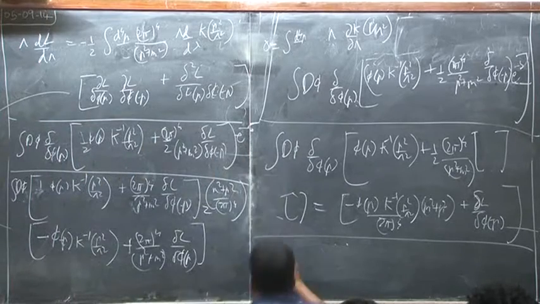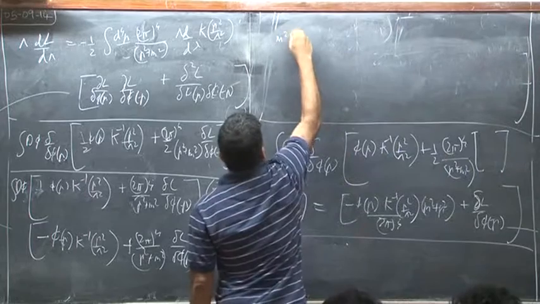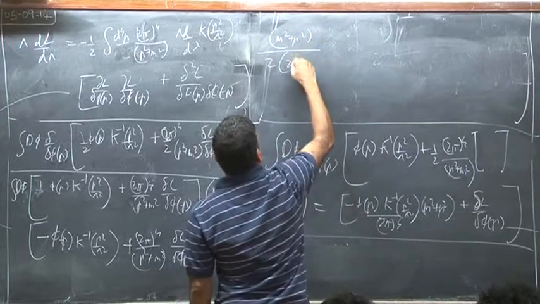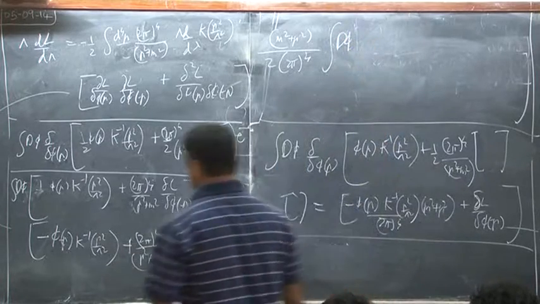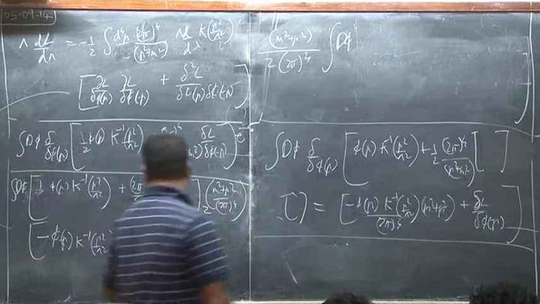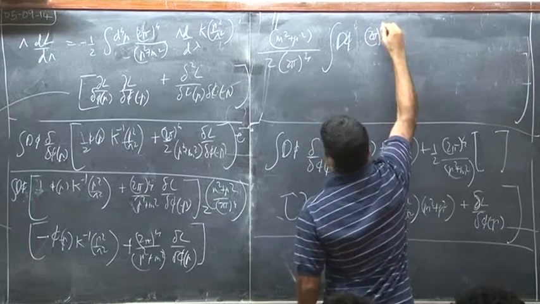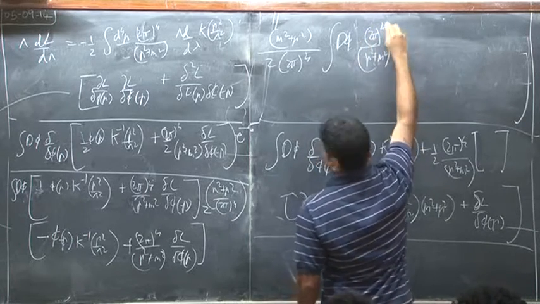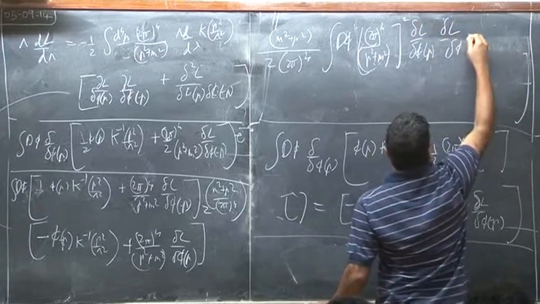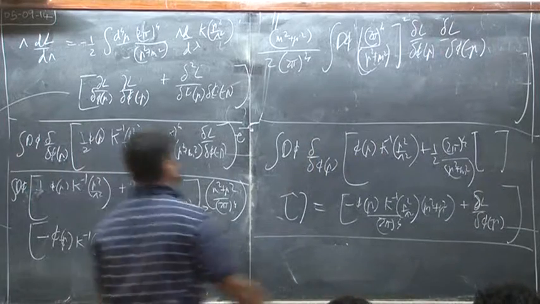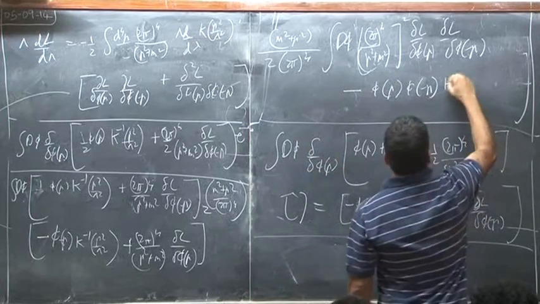Okay? So this expression here becomes (m squared plus b squared by 2 pi)^4 times the integral d^4 p of (2 pi)^4 by (b squared plus n squared) squared, del L by del phi of b, del L by del phi of minus b. Okay, minus phi of b, phi of minus b times (k plus b squared) by squared.